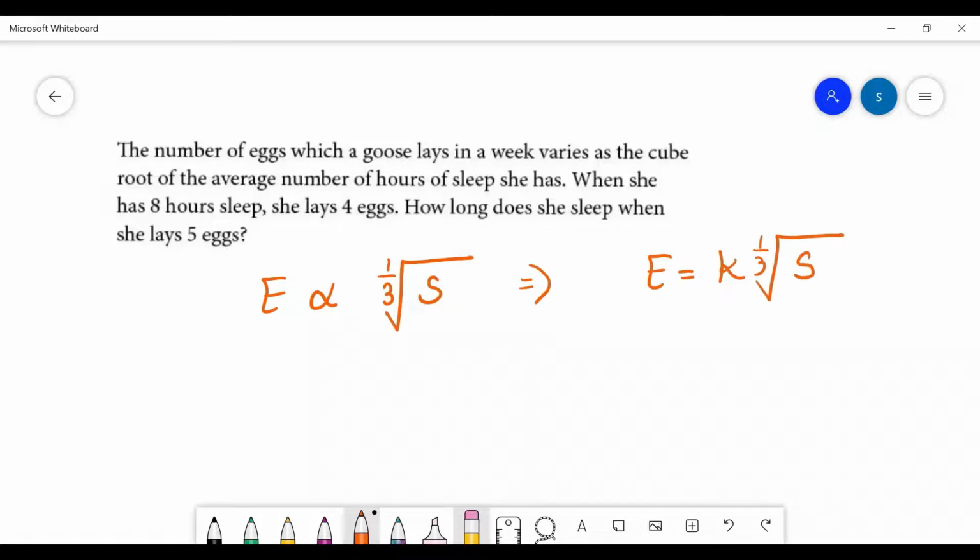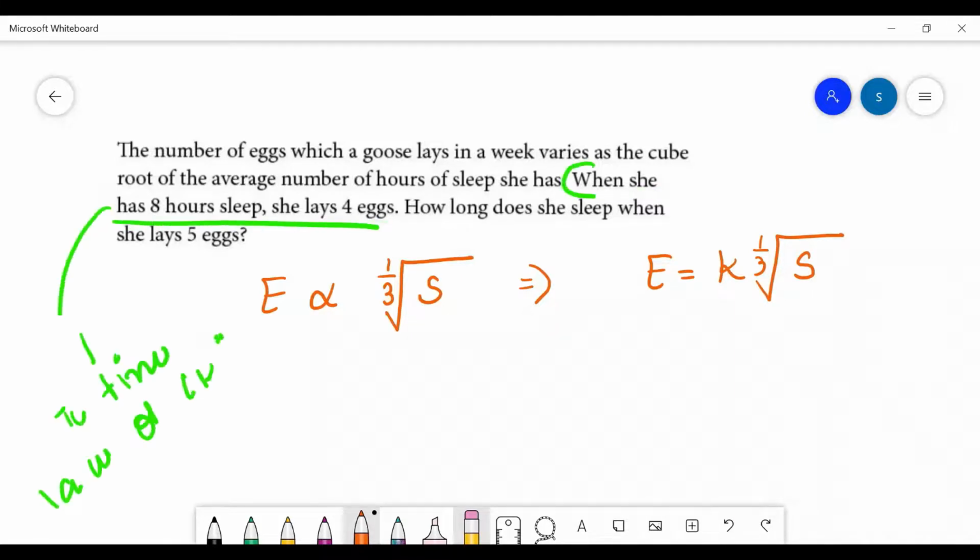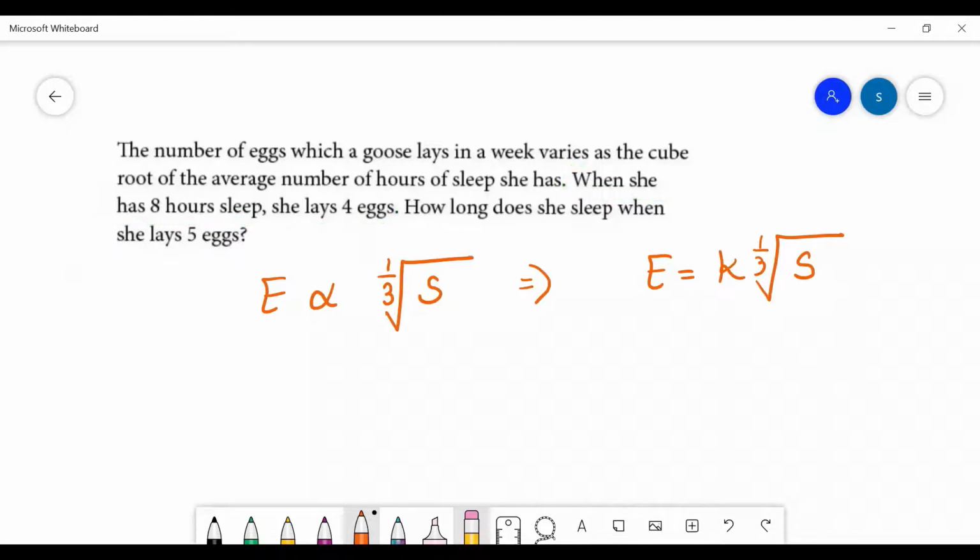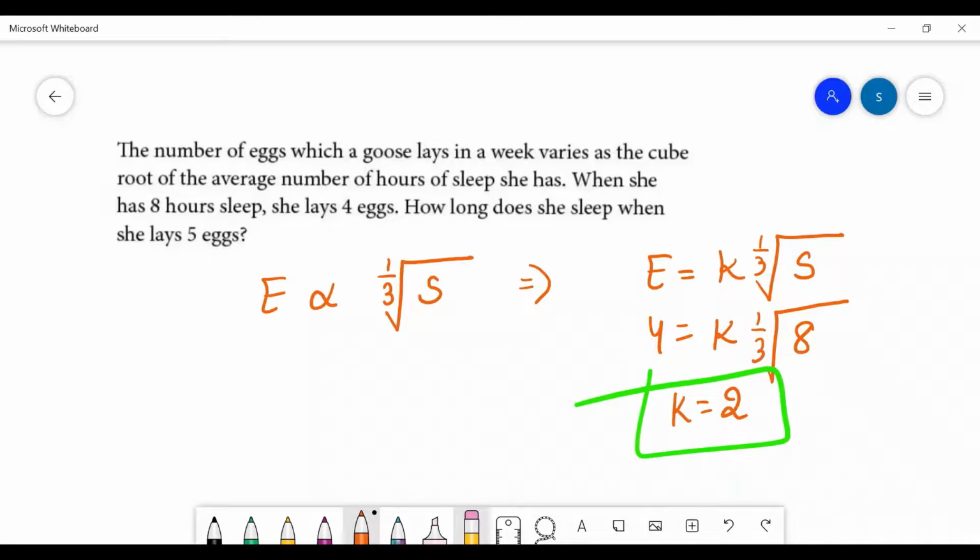Now, it says that when she has 8 hours of sleep, she lays 4 eggs. So this sentence is used to find out the value of K. Let's do that. So eggs equal to 4 equals K into 1 by 3 and she sleeps for 8 hours. So solve this, you get k equal to 2. So that's step 2, you just found out the value of k.